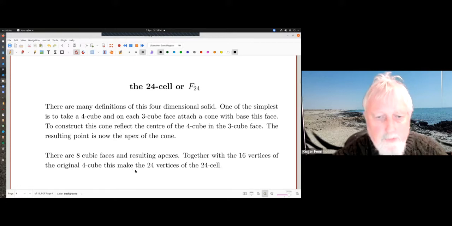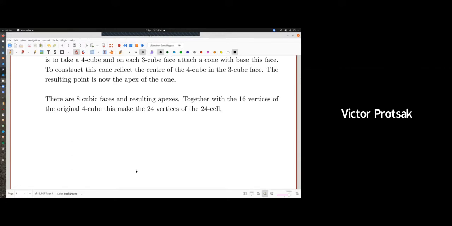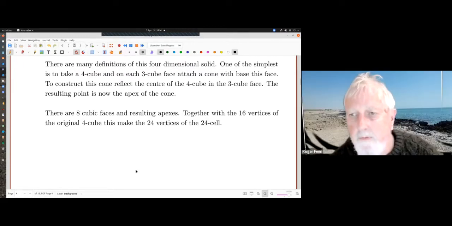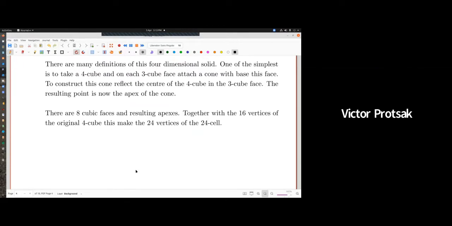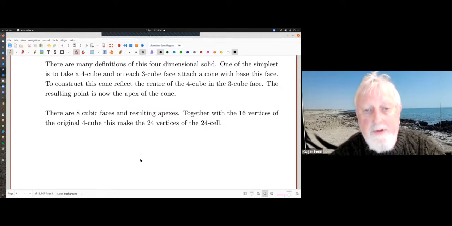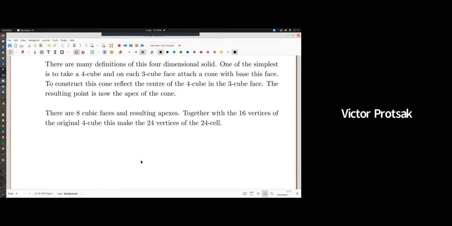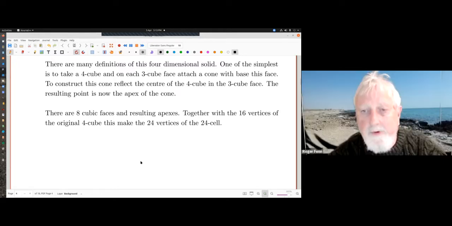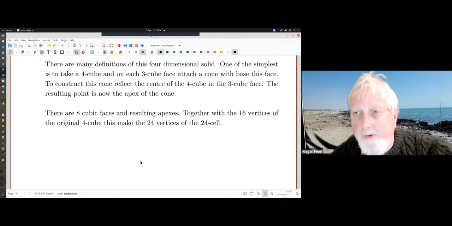So what's next? Roger, can I ask about this construction? Yeah, sure. So what you're saying, you just invert these pyramids. You basically just cut them from the cube and you put them on the outside of the 4 cube, instead of on the inside. Yeah, you reflect it in a face. Yeah, right. Okay, so the origin under each reflection goes to another vertex.